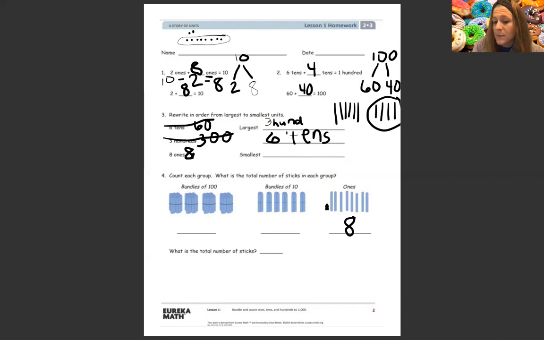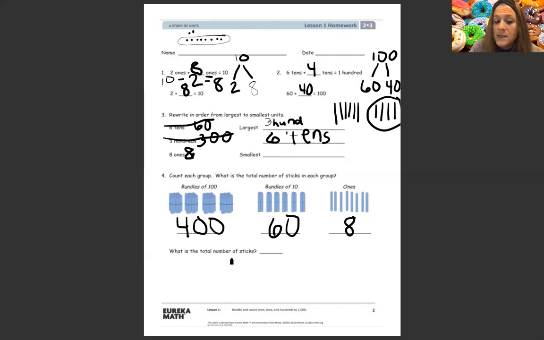Okay, now they took those popsicle sticks and they bundled them in groups of 10. So now we're going to count by tens. Good. So we have 10, 20, 30, 40, 50, 60. Good. Very good. And then here we're going to count by hundreds. 100, 200, 300. Good. 400. I like how I hear you guys counting along with me. That's super helpful.